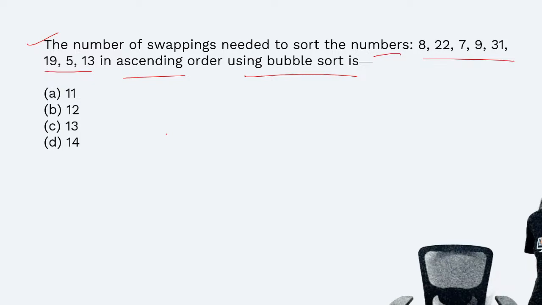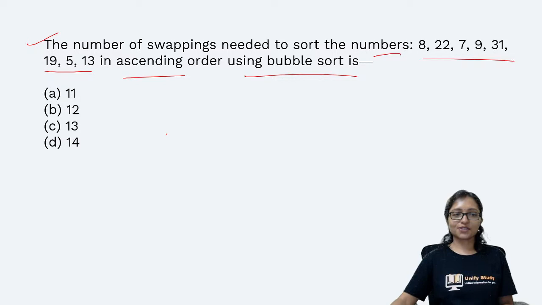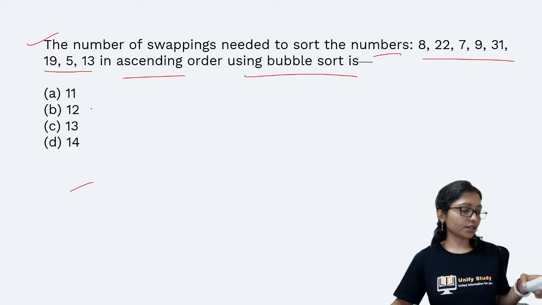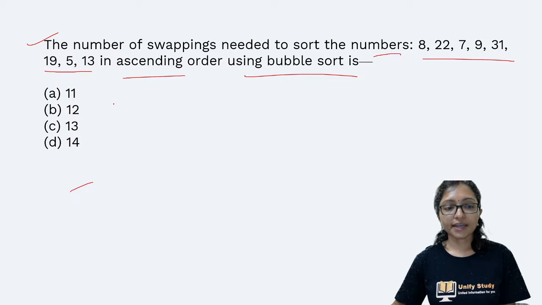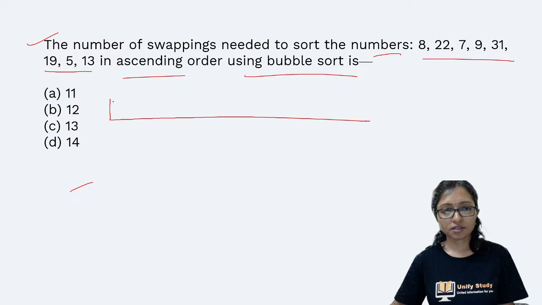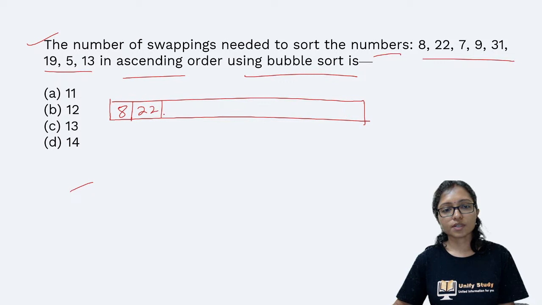Okay, answers are coming. So see how to do it. I am telling you. Here you can see your array is like this: 8, 22, 7, 9, 31, 19, 5 and 13.